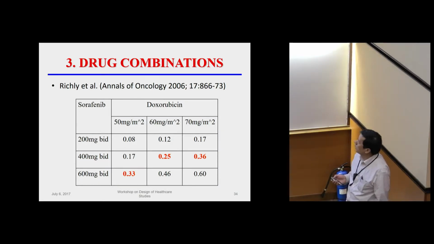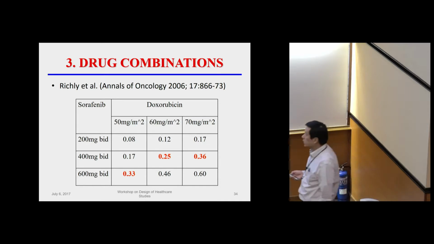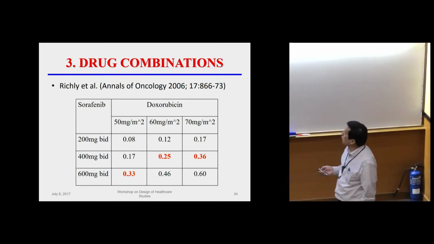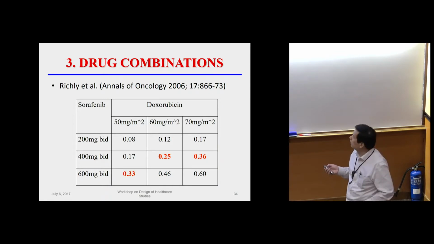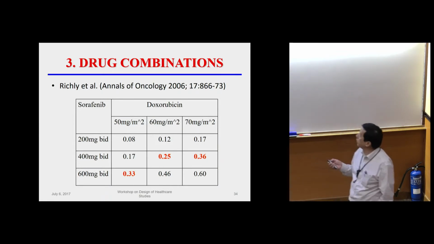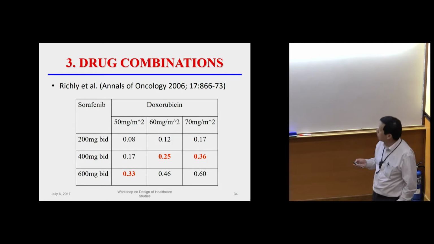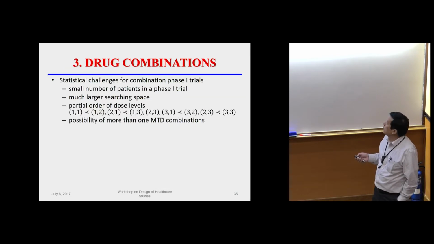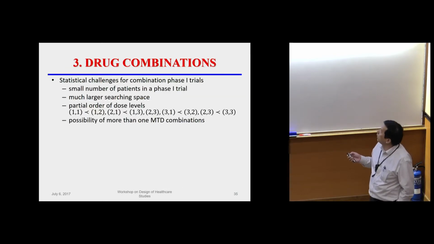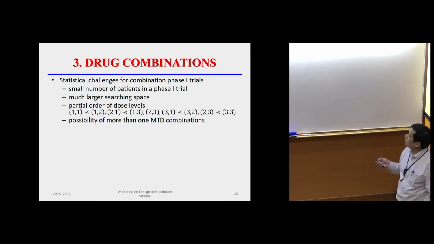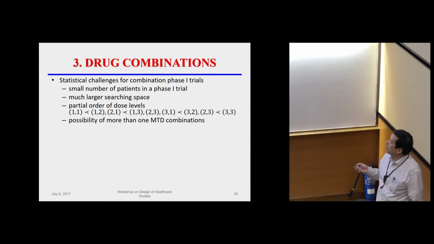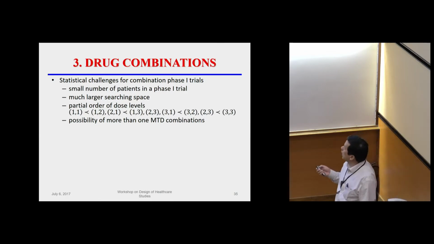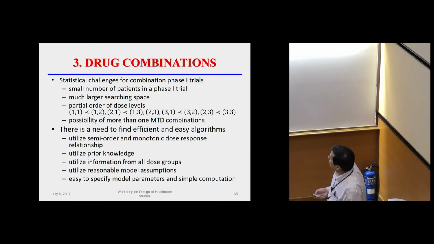Now I move on, maybe talk a little bit about the combination. We know that more and more we start to combine drugs. In the combination space that Guosheng and Ying Lu already explained, you have more choices and a broader space. In this case, we still have a small number of patients and a much larger searching space, and we have some kind of partial ordering, and the possibility of more than one MTD combination.